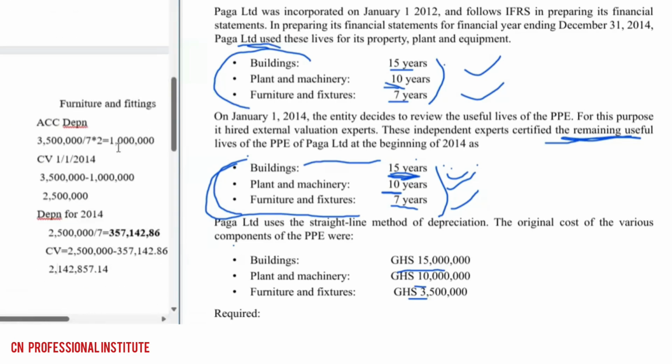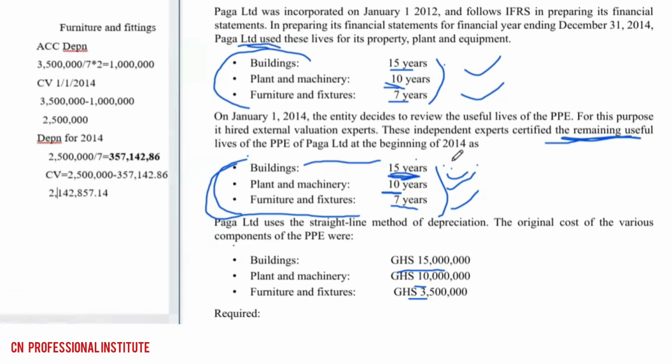What you have to know is that if this remaining life that we have there, if we were told that it was the revised total life, this 15, 10, and this 7 here, they would have taken the two years of depreciation. So we would have taken 2 years from it, and the building would have been left with 13. So we would divide by 13, and plant and machinery by 8, and this by 5. But they said the remaining life is what we have there, right?